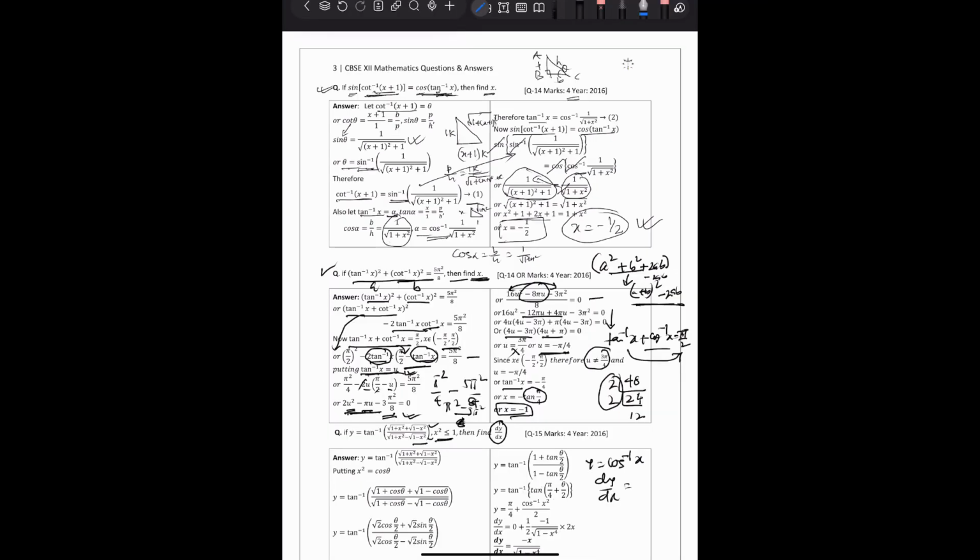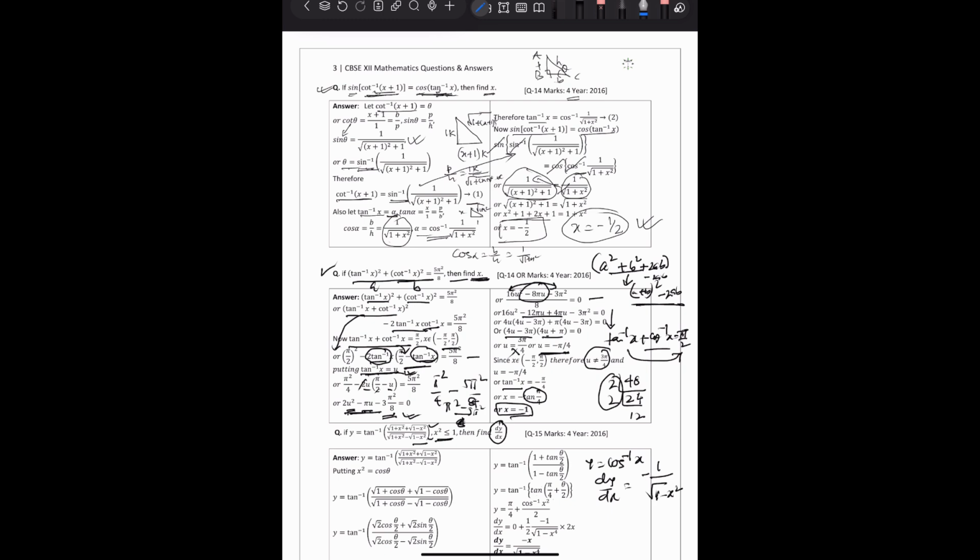Now here what I want to do, suppose y equals cos inverse x, so then what is the differentiation? dy by dx is how much? The differentiation of cos inverse x is minus 1 by root over 1 minus x square.